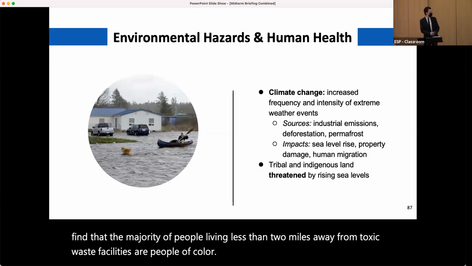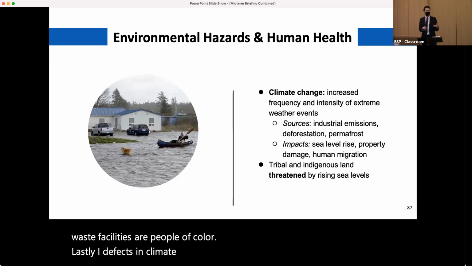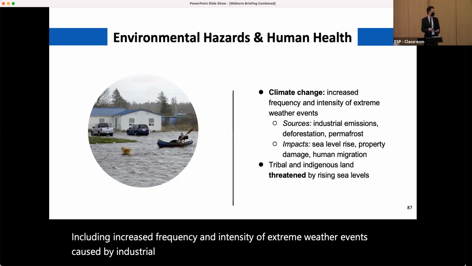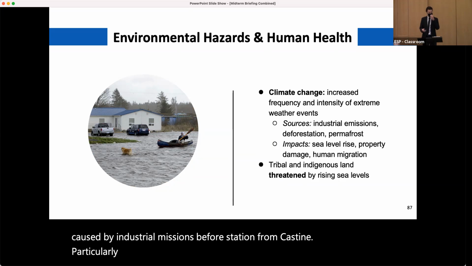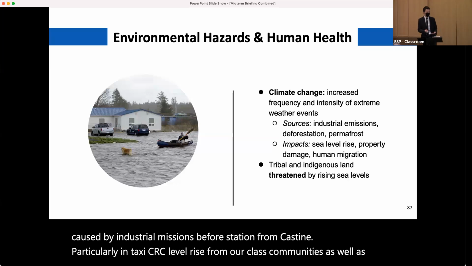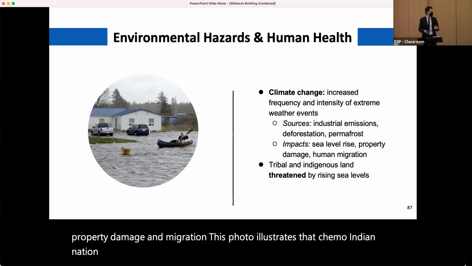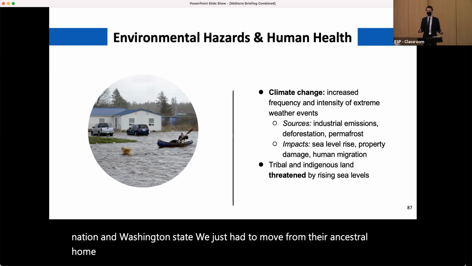Lastly, the effects of climate change, including increased frequency and intensity of extreme weather events caused by industrial emissions, deforestation, and permafrost thawing. Particularly, the impacts we see are sea level rise for marginalized communities, as well as property damage and migration. This photo illustrates the Kenal Indian Nation in Washington State, which has had to move from their ancestral home due to rising sea levels.